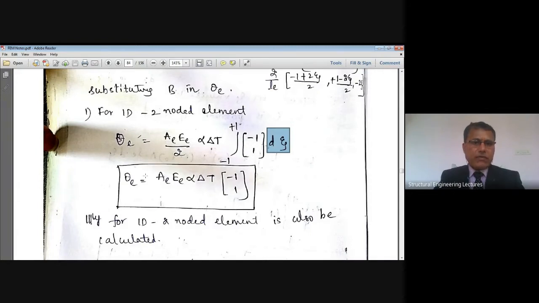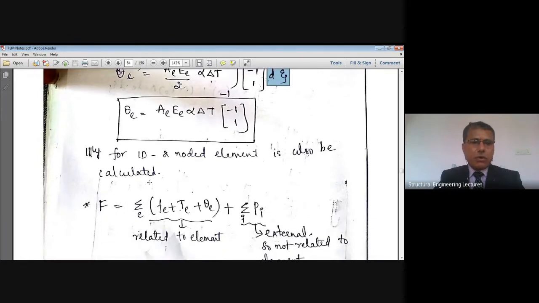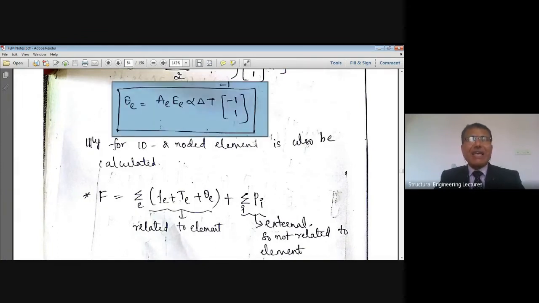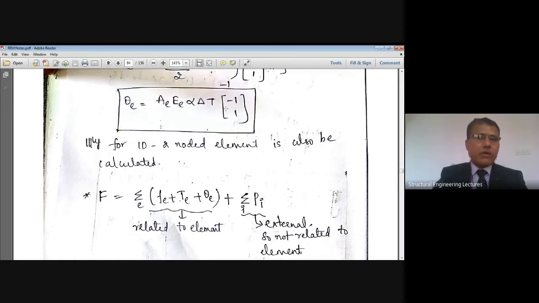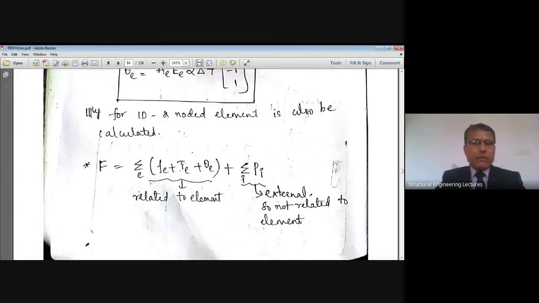With that 2, finally I'll get the element temperature load for the 1D 2-node element as theta E equals A E alpha delta T times minus 1, 1, for the 1D 2-node element. In a similar fashion you can do it for the 3-node element also.